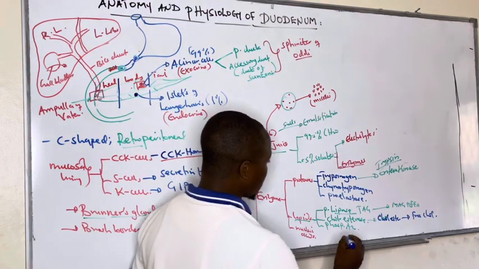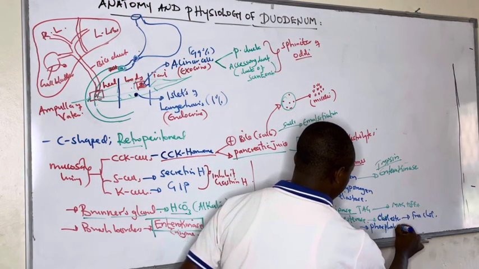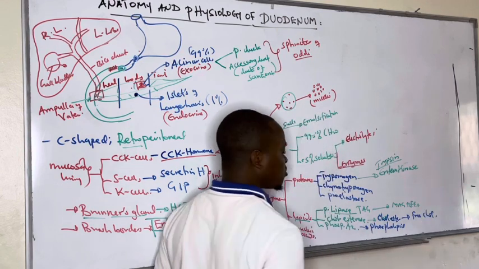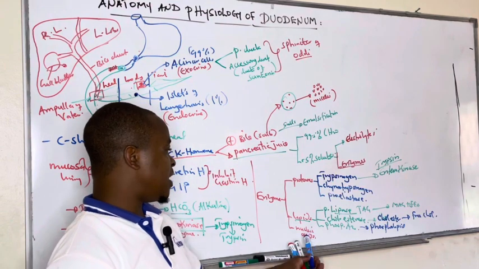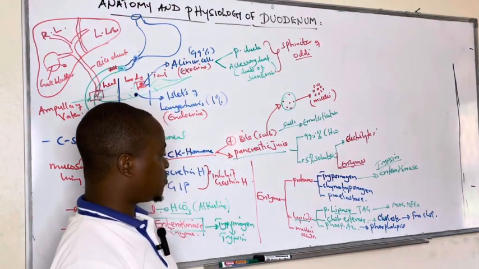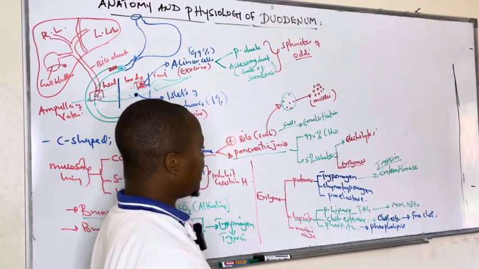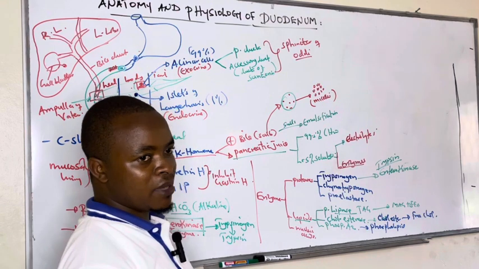So these ones are working on phospholipids, and they break them down to lysophospholipid. So that is it. Then the nucleic acids, we see enzymes like the nucleases, which work on the nucleic acids. Then the ones which work on the carbohydrates, we should not forget pancreatic amylase.